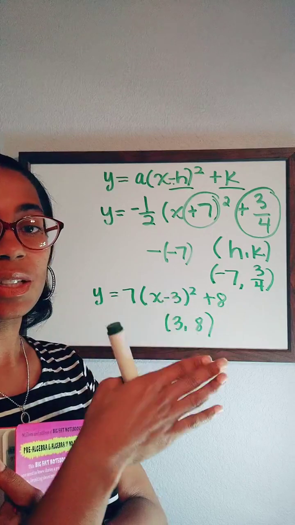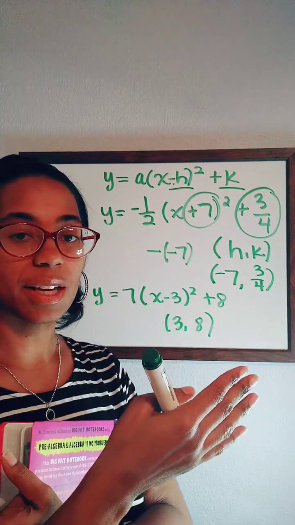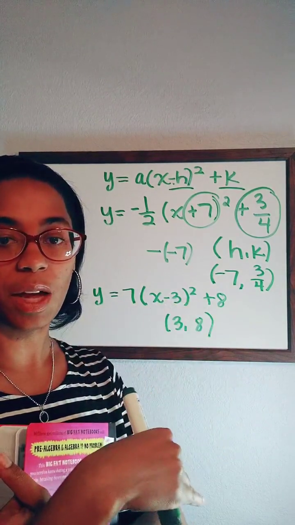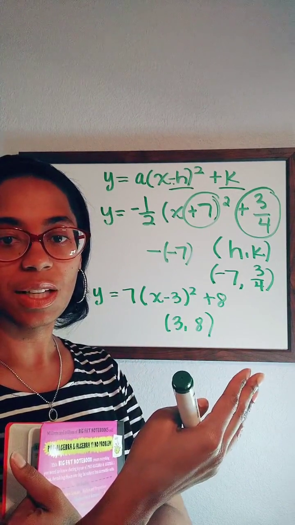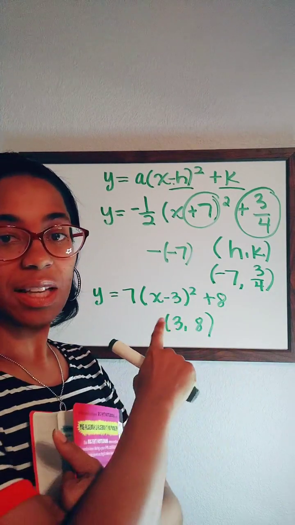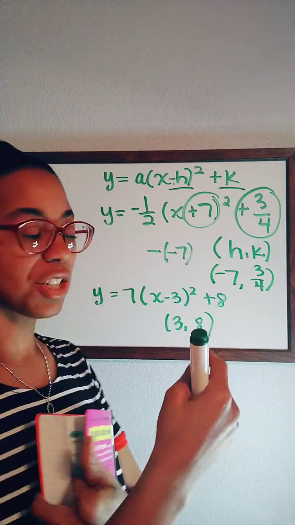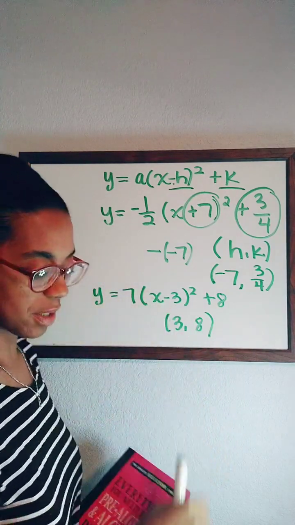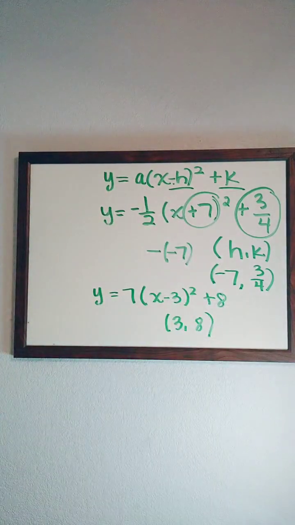Remember, if it's in standard form, to find the vertex, you do x is equal to negative b over 2a, and then you substitute in. Then if it's in the vertex form, you're just going to take the h and k, and you always take the opposite of what's on the inside, okay?